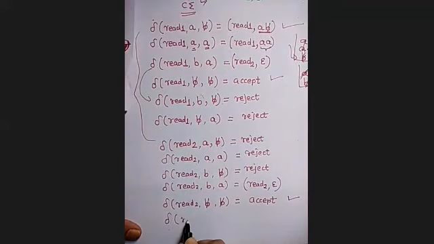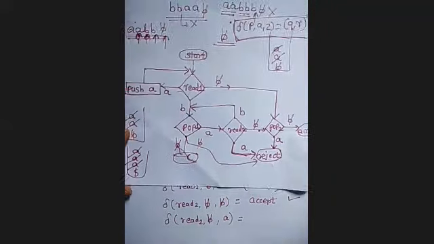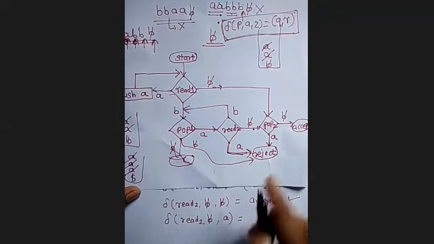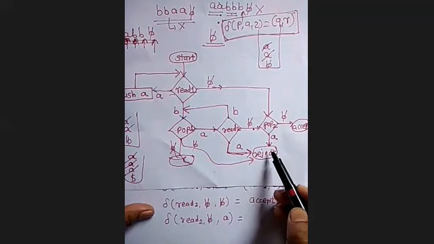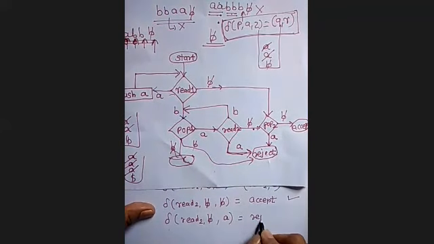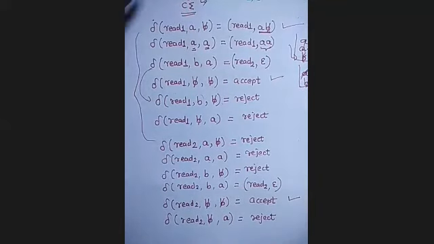Now read to, one possibility has remained, that is input blank and the stack contains A. So what is it? Read to blank, let me check. Read to blank and A is on the top of the stack, so reject it. Yes. So this is how these are the equations.